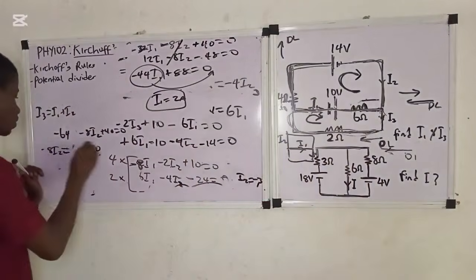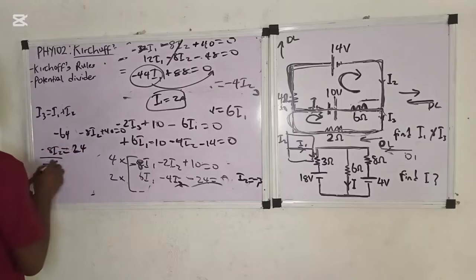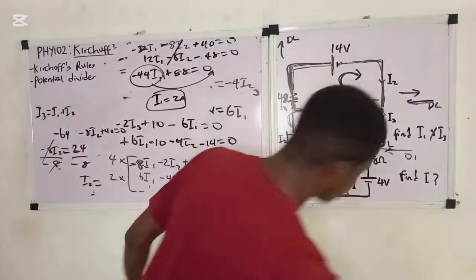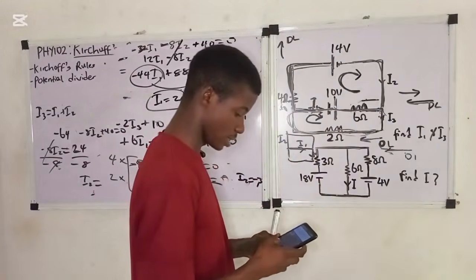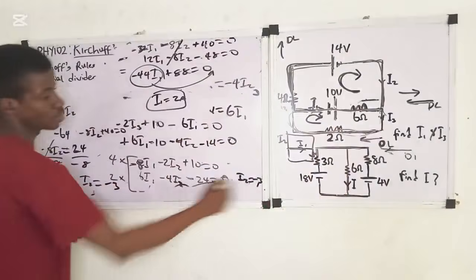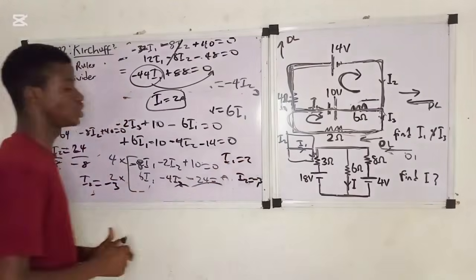Alright, so this side is 24. I'm going to divide both sides by minus 8. So minus 8 cancels minus 8. So I have 24 divided by minus 8. 24 divided by minus 8 is minus 3. So we are correct. I2 is minus 3. Alright, so we are good to go. I1 is 2. I2 is minus 3.